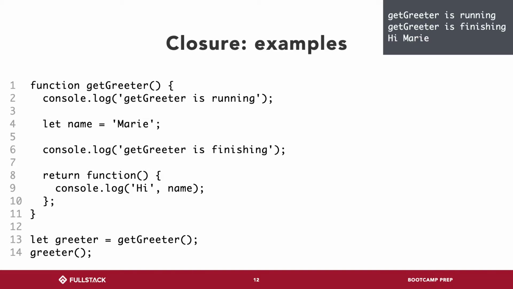So getGreeter invoked is actually a returned function. Yes. The return value of getGreeter is this function. However, when we pass line 13 and we have the definition for greeter, that means getGreeter has finished running, right? But when you call greeter, it still has access to name. And that is closure.